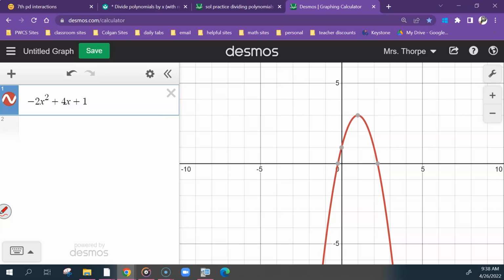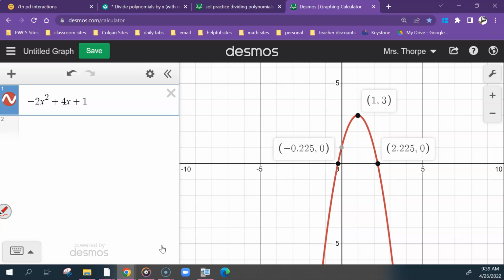Without doing any work on Desmos, it's going to give you certain points. It's going to give you your roots or your solutions. It's going to give you any y-intercept. You don't need that, but it'll give you that. It will also give you your vertex. So without doing any work, I can see that my vertex is 1, 3, and these are my 2 roots. So we can fill that part in.